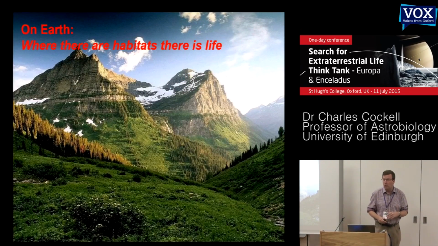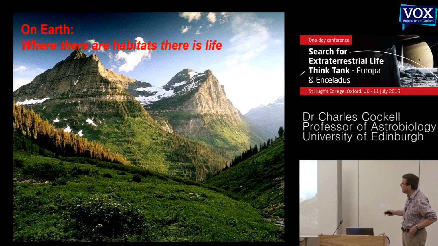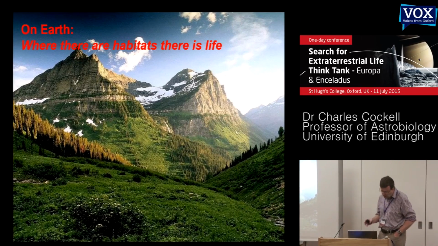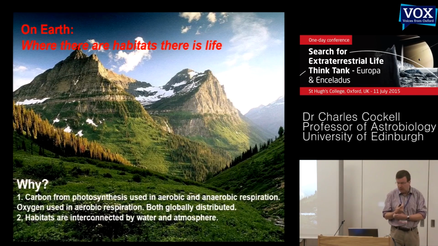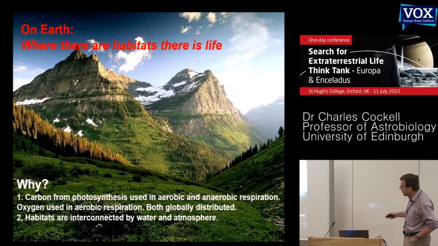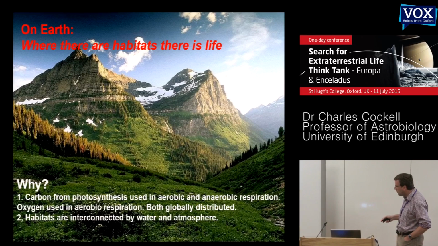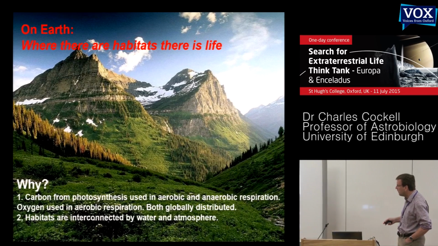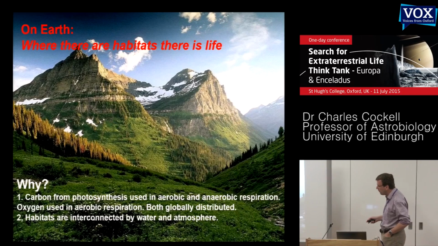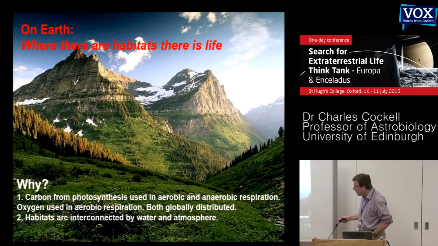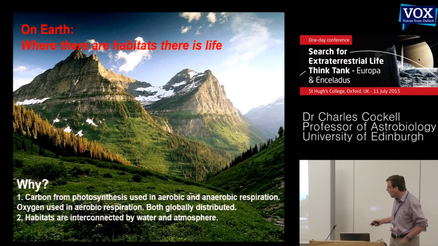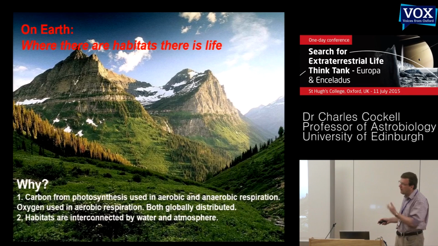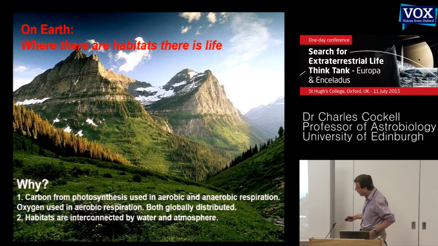So on the Earth, we tend to find that where there are habitable conditions, there is life. And it's easy to understand why this paradigm exists, and you can find it throughout the ecological literature. It's because we live on a planet with a hugely productive photosynthetic biosphere. So carbon that's produced as a waste product from photosynthesis is used in aerobic and anaerobic respiration by microorganisms and other organisms. And then oxygen, which is another waste product of oxygenic photosynthesis, is an electron acceptor for aerobic respiration, and in fact a variety of chemosynthetic pathways as well, things like iron oxidation using oxygen.